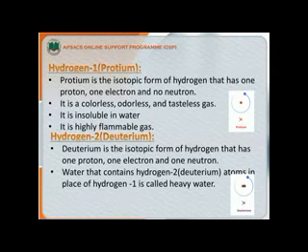Dear students, water that contains hydrogen 2, that is deuterium atoms in place of hydrogen 1, is called heavy water. So we can say that in normal water, hydrogen 1 is present, while in heavy water, hydrogen 2, or deuterium, is present. And it is the main difference between normal water and heavy water.